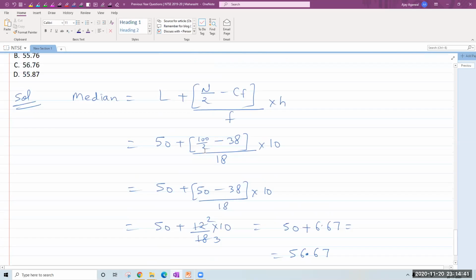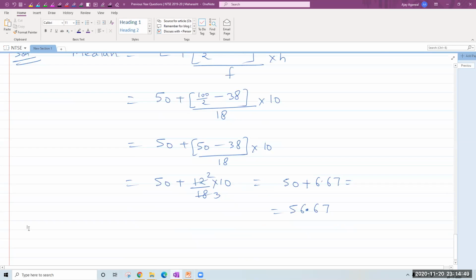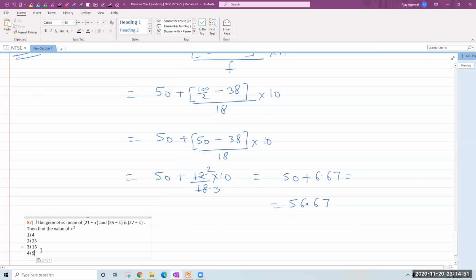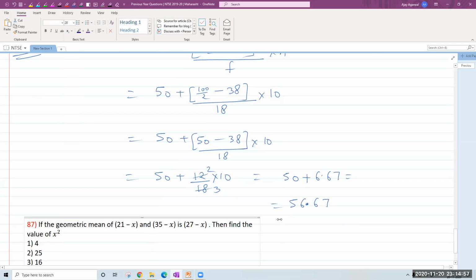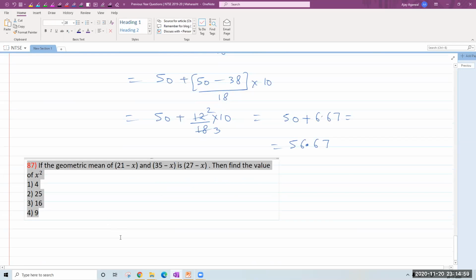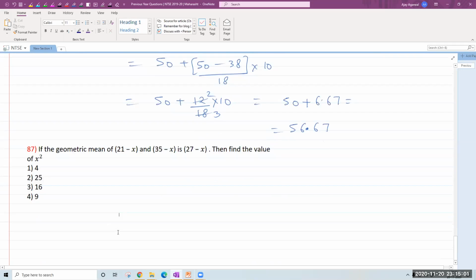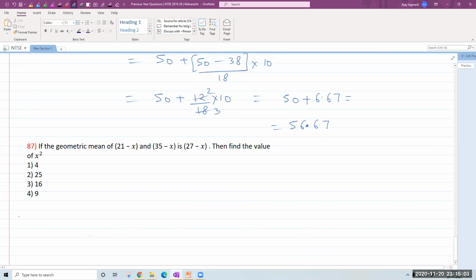Okay, so this is like the bonus question, I can say, straightforward, you need to substitute values only. So the next question is based on geometric progressions and geometric mean, actually. So let's solve question number 87. So what is geometric mean?